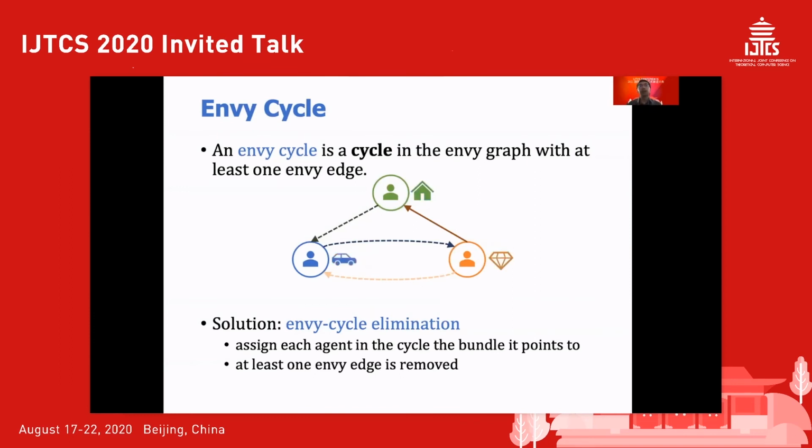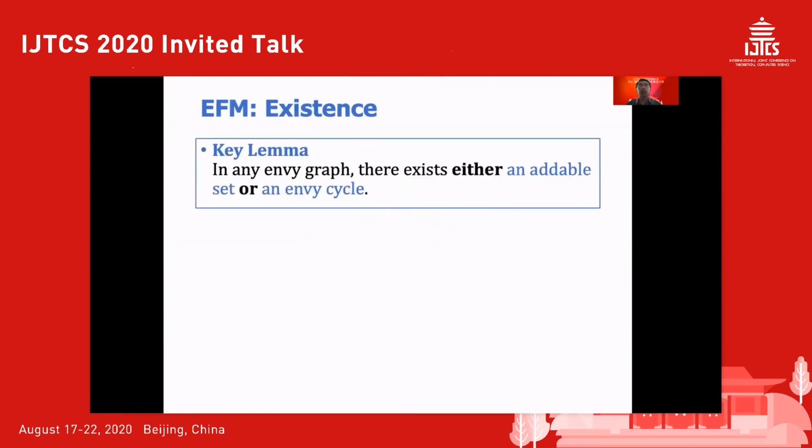All right. Finally, we have now defined two different structures, an edible set and an envy cycle. We have also discussed what we need to do when we have each structure. The final part of the proof is a key lemma that connects these two structures together. We show that in any graph, at any point in time, there always exists either an edible set or an envy cycle. So we can always see at least one of these two structures in this graph.